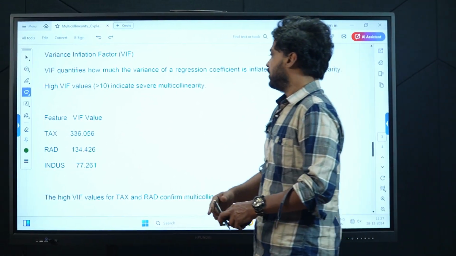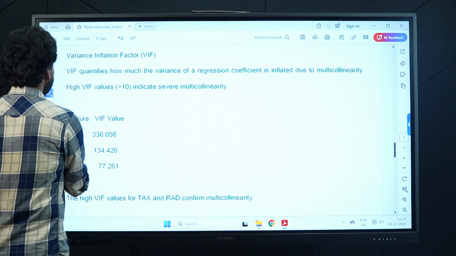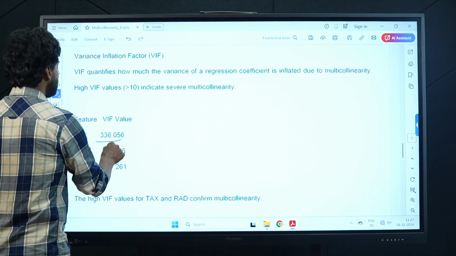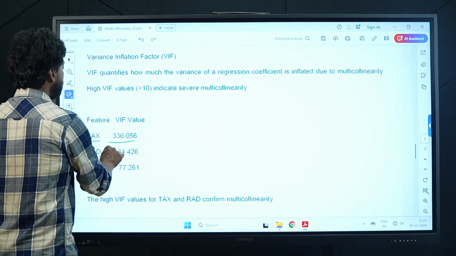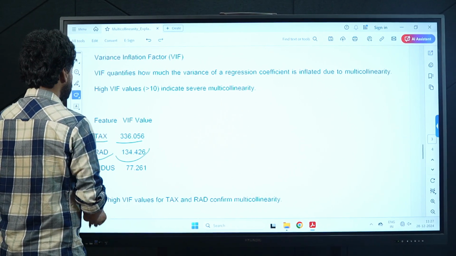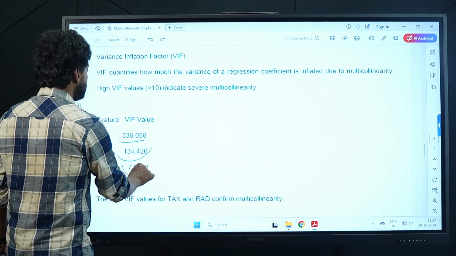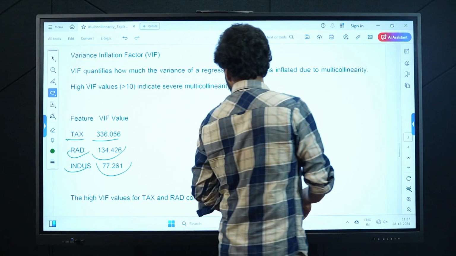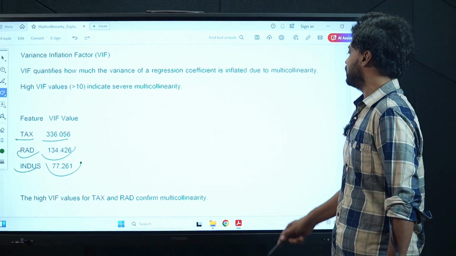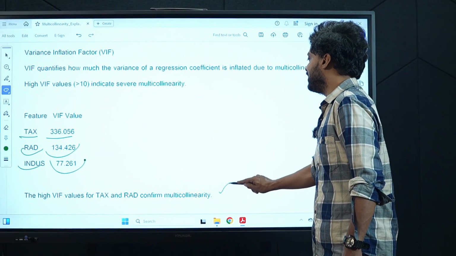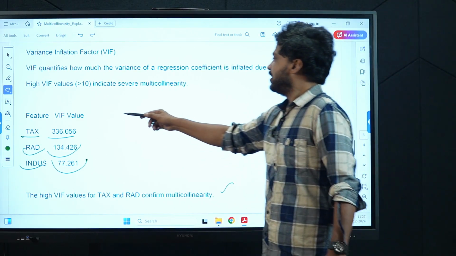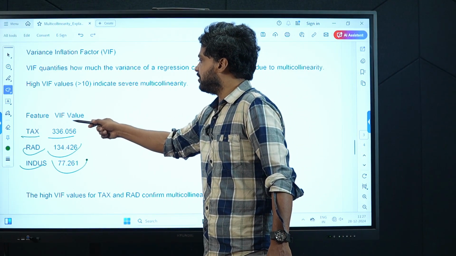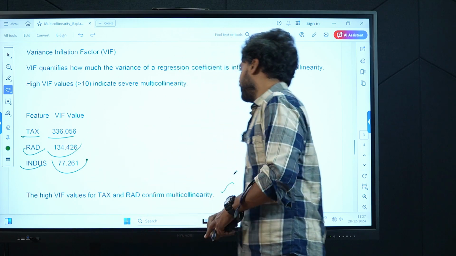Now take TAX. For this, the computed VIF value is 336. For RAD, the VIF value is 134.426. For INDUS, the VIF value is 77.261. The high VIF values for TAX and RAD confirm multicollinearity. That is, the computed VIF values for TAX and RAD indicate multicollinearity.